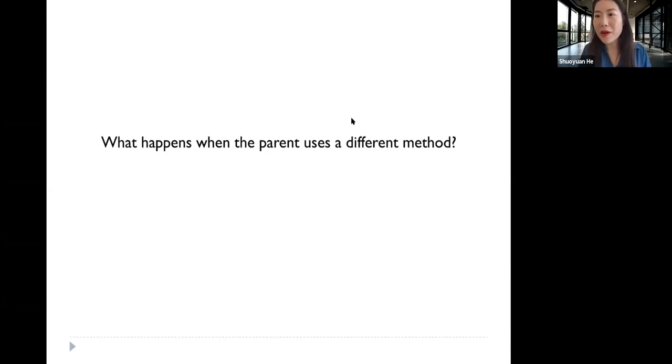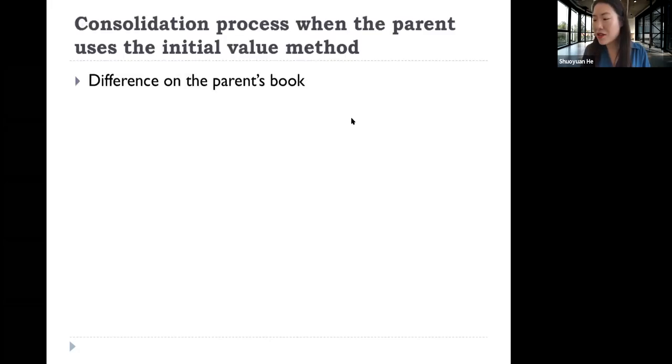So we talked about the consolidation in the year of acquisition if the parent uses the equity method. What happens when the parent uses a different method? So let's look at if the parent is using the initial value method, what should we do? First, let's think about what differs on the parent's book. What are we doing differently?